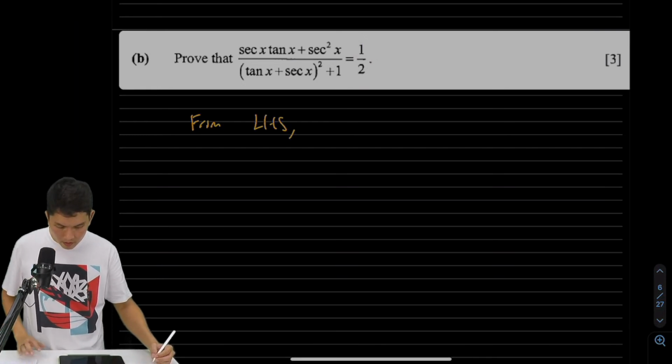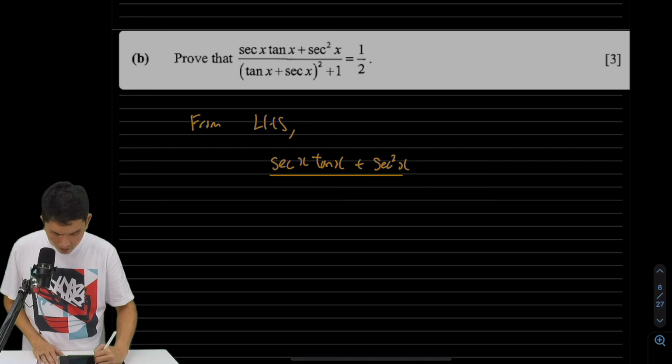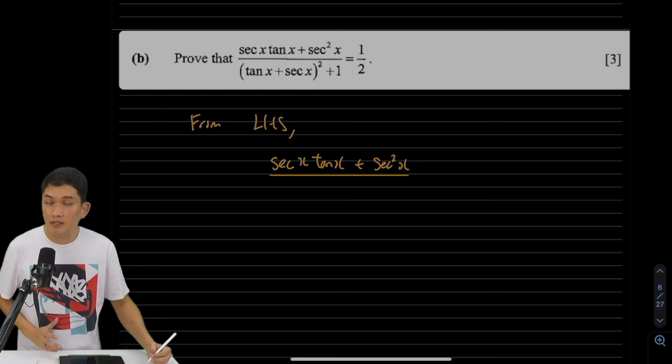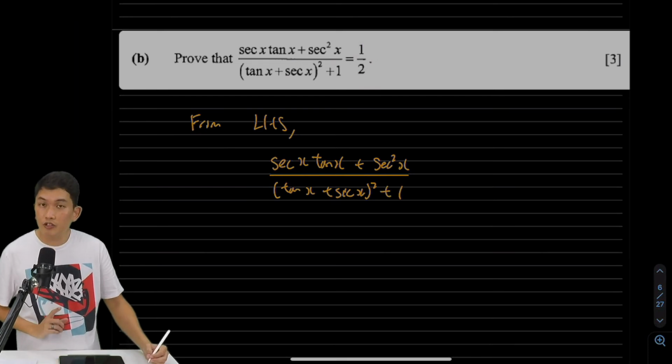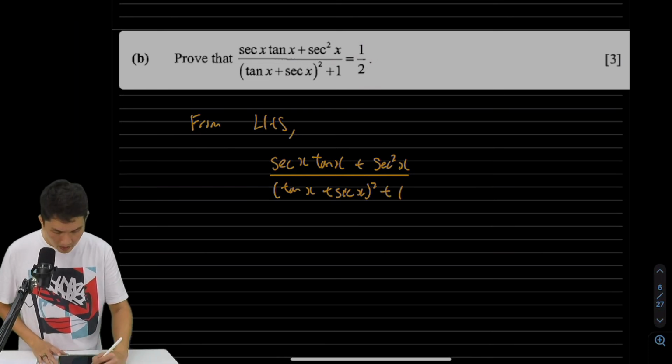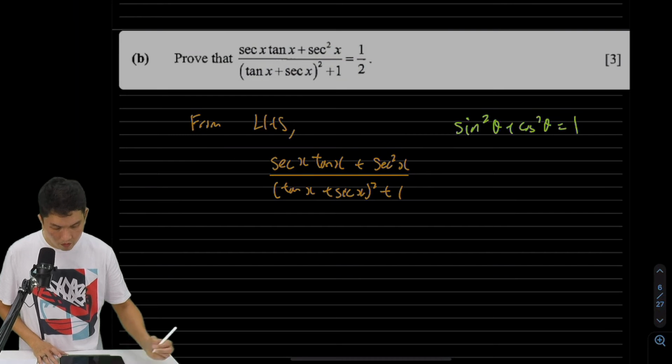Okay, and looking at the left hand side while copying down exactly the question, you see a lot of secant x and tangent x. So you should be reminded of some kind of identity that links secant and tangent. What is that? Okay, so you might be thinking of, okay, I also see a lot of squares. So that should remind you of the Pythagorean identity. So the Pythagorean identity at the side, very quickly, you can write this down. Sine square theta plus cosine square theta equals 1.